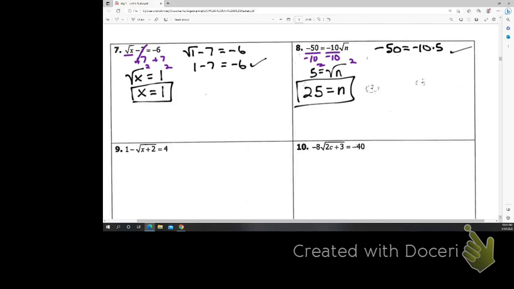What do we need to do to get the radical by itself in number 9? We need to get rid of the 1, right? We've got to move the 1 over.